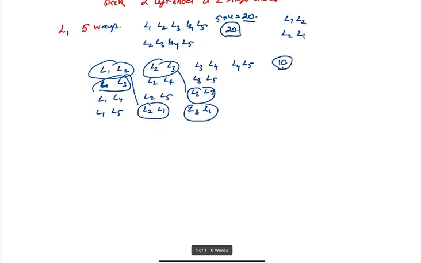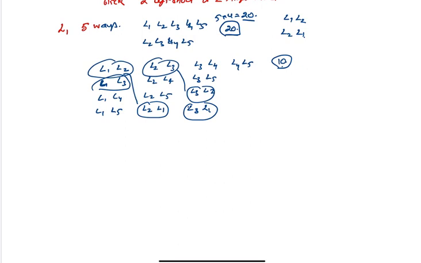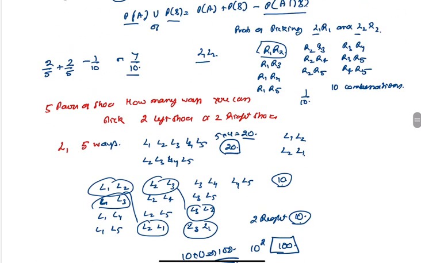And the same would be for the 2 right shoes. You can only pick them in 10 different ways. So the number of ways to select 2 left and 2 right shoes is going to be 10 times 10, that is 100. So with 5 pairs of shoes, the number of ways you can pick 2 left shoes and 2 right shoes is 100.